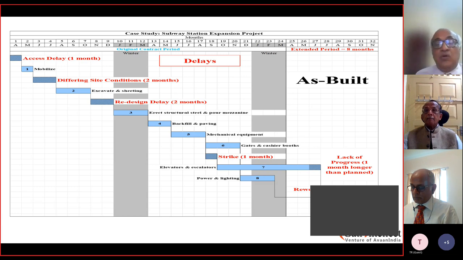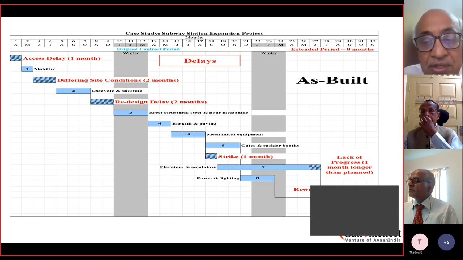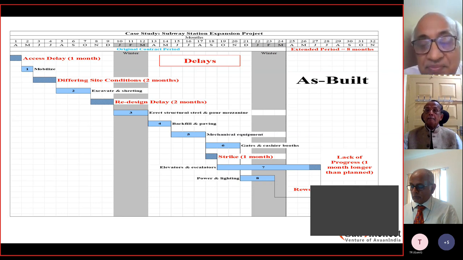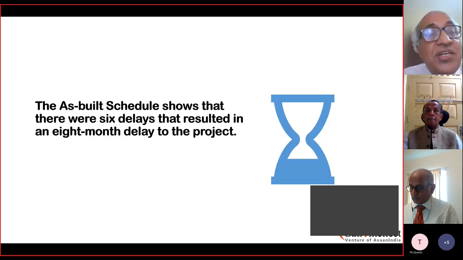For this 8 months, obviously, people would have incurred higher costs, both on the owner side as well as the contractor side. So a claim has to be registered, and we need to analyze with a cost effect analysis to see what were the reasons for these 6 delays causing the 8 month delay, and how the claims will be raised and processed.